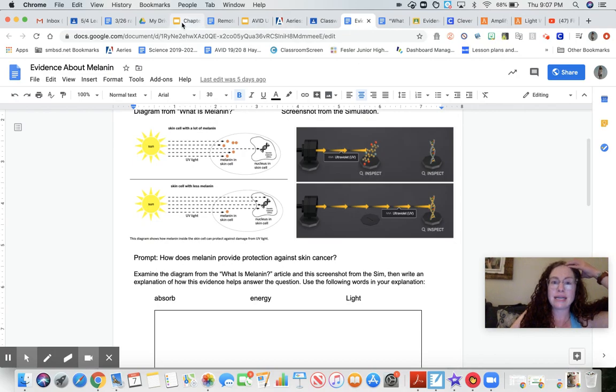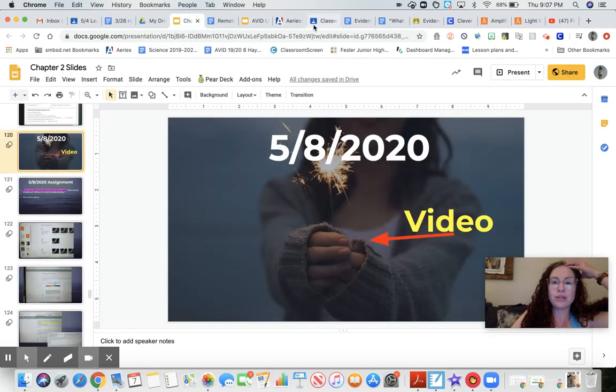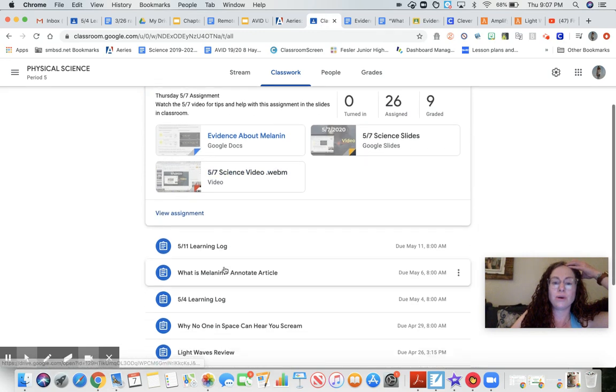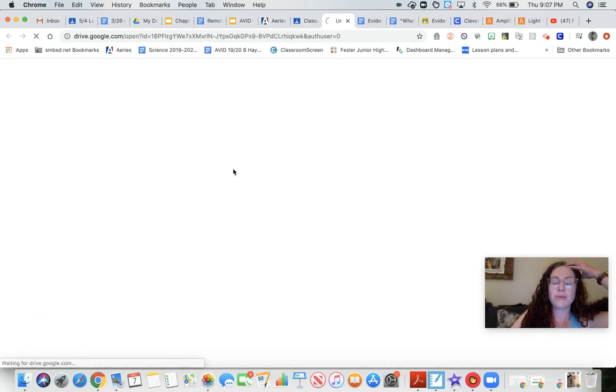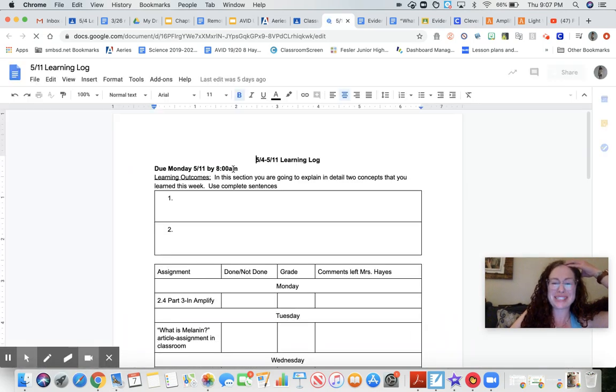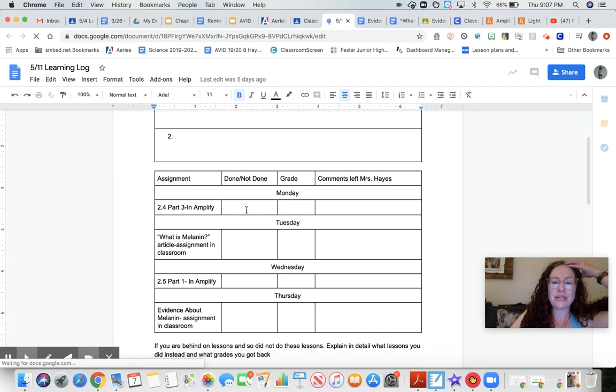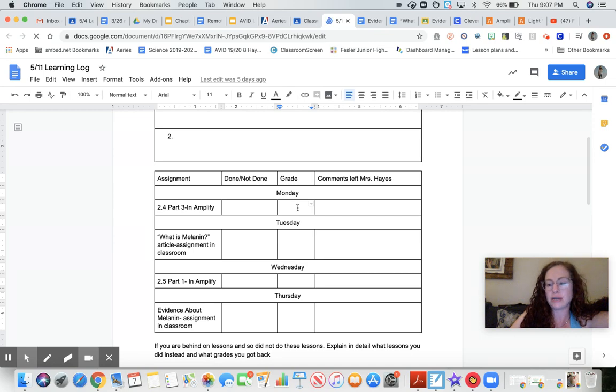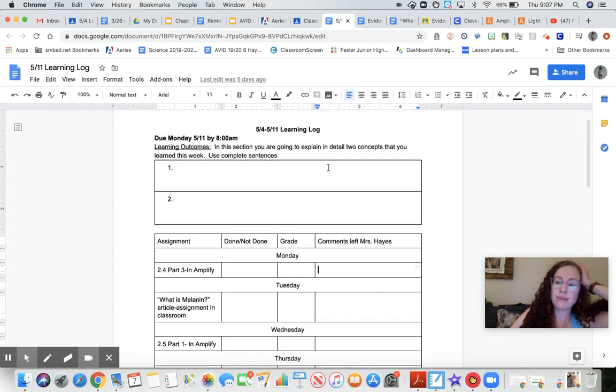And then lastly, just make sure on your learning log that you are actually putting in my comments so that I'm not leaving them for no reason. So again, you need to put whether you did it or not, your grade. It could be percentage if you're getting it from Aries. I don't mind that, or the fraction, however many points it's out of. But then this has to come from Amplify. So look over that. Plus 2 things you learned. Be specific. Don't tell me you learned light. That does not count. I've had to take points away this week.